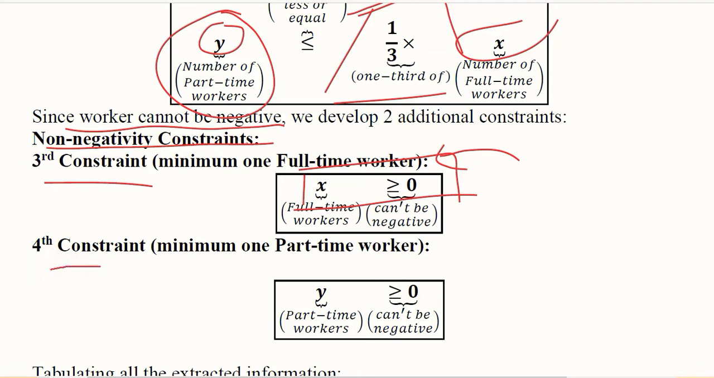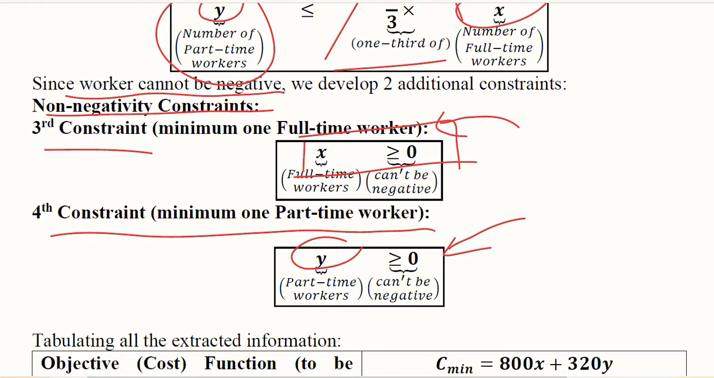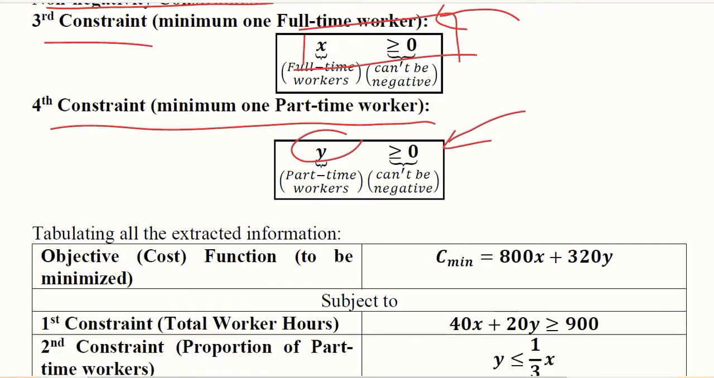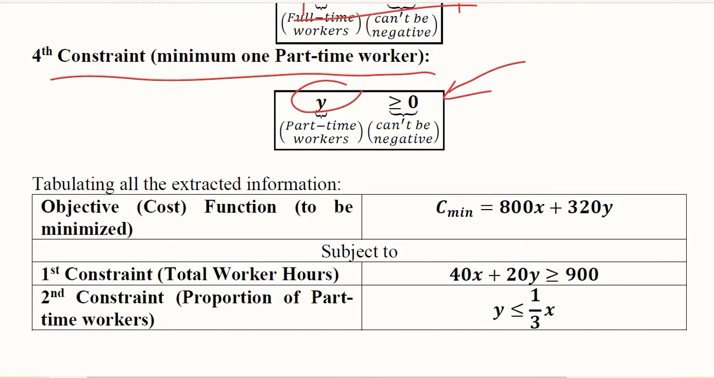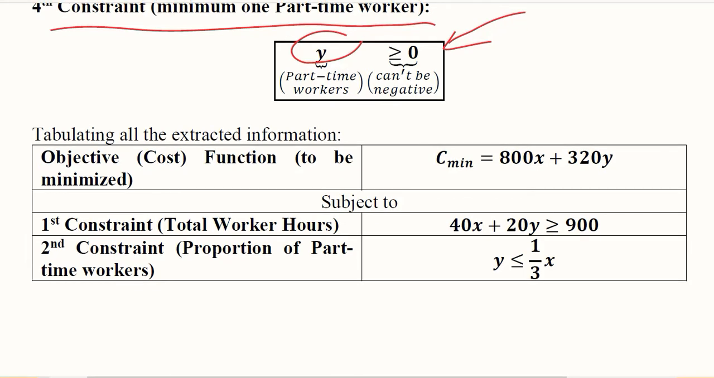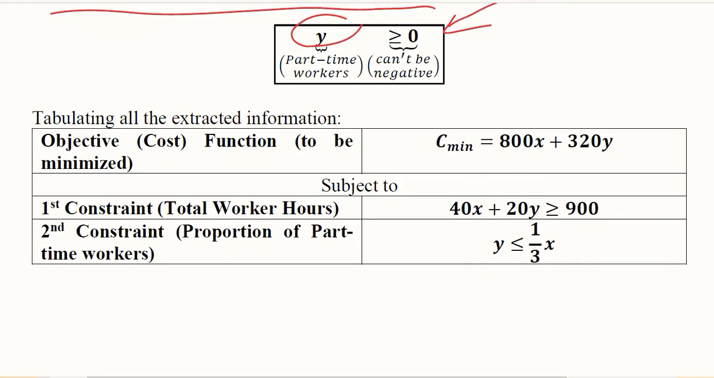And the fourth constraint is the other non-negativity constraint, that is the part-time workers. They can be at extreme situation 0, or they can be at least 1. So in this way we have the non-negativity constraints as well. Now we should tabulate all of these constraints to make things more manageable.